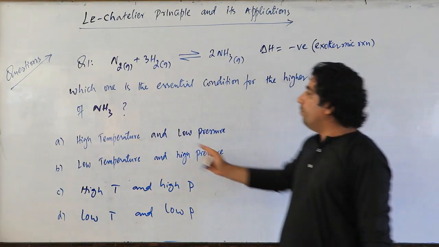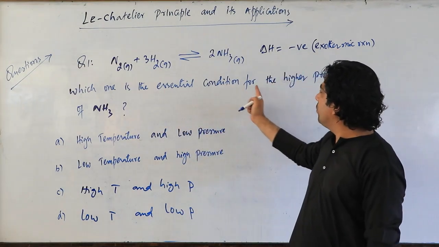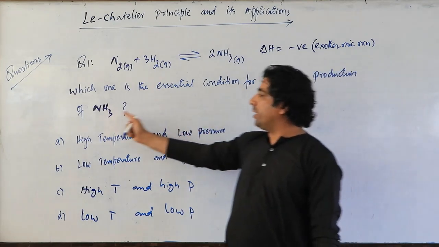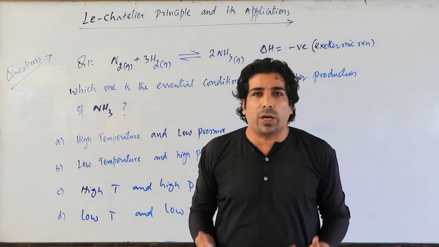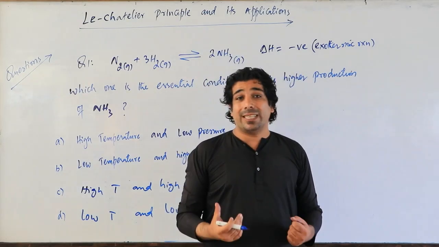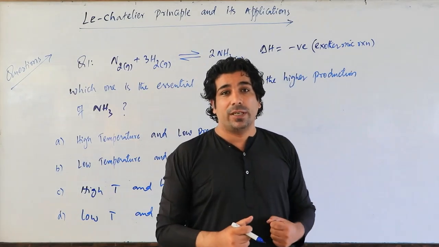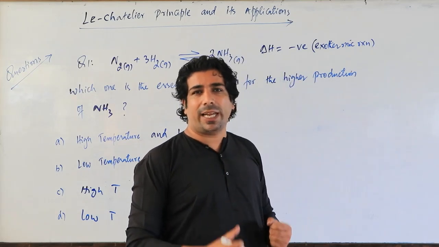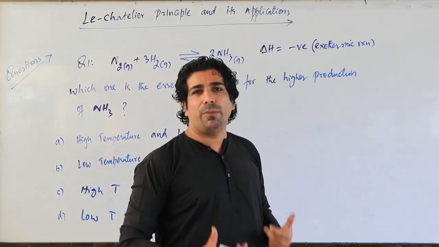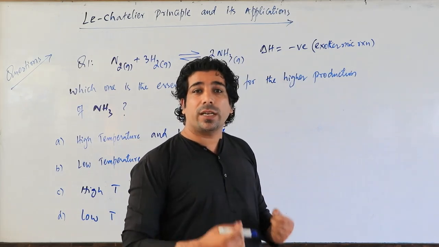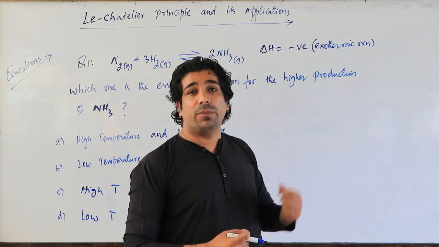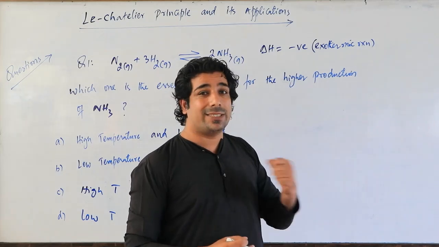Which one is the essential condition for the higher production of NH3? You want to produce more and more NH3, more and more ammonia. So this is the application of Le Chatelier's principle. In Haber's process, in a chemical plant, you want to have more and more production of ammonia. So what are the conditions which are required for the more production of ammonia? So let us see that.